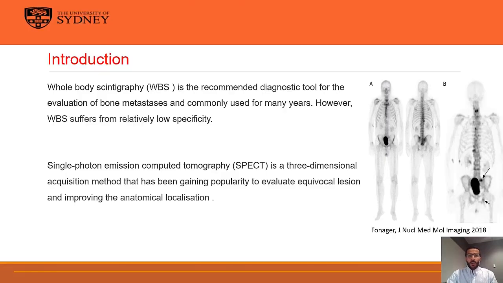Starting with the introduction, whole body scintigraphy is the recommended diagnostic tool for the evaluation of bone metastasis and commonly used for many years. However, it suffers from relatively low specificity as it's usually encountered in the region of spine and other locations with poor anatomical resolution. Single photon emission computed tomography is a three-dimensional acquisition method that has been gaining popularity to evaluate equivocal lesions and improve the anatomical localization. These equivocal lesions can have degenerative, inflammatory, and infective disease, which exhibit increased tracer uptake that may mimic metastatic bone disease.